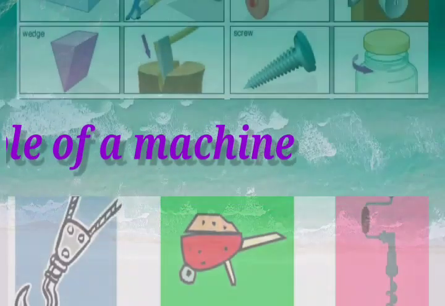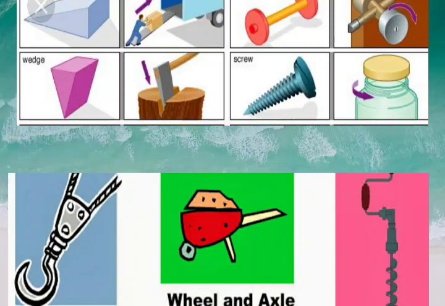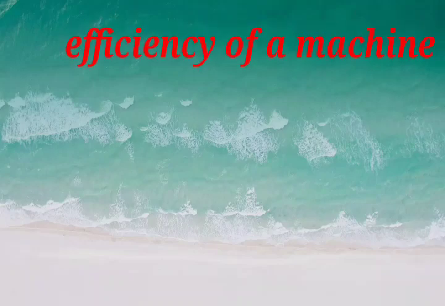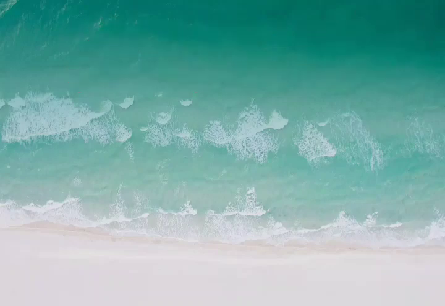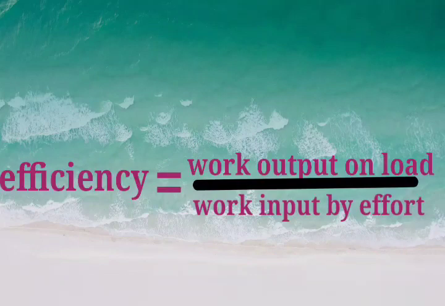Okay. Now, the principle of a machine. A machine produces force and controls the direction and the motion of force, but it cannot create energy. This is called the principle of a machine. A machine's ability to do work is measured by two factors: number 1, the efficiency of a machine, and number 2, the mechanical advantage. So let's discuss the first factor, that is the efficiency of a machine.